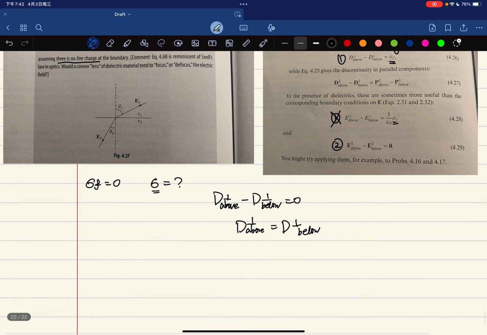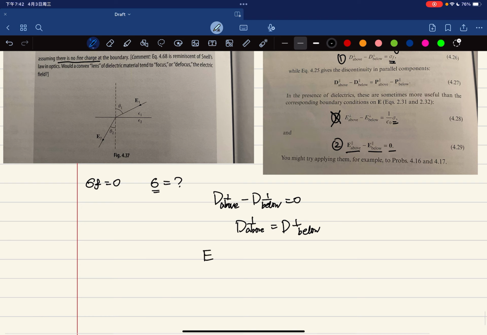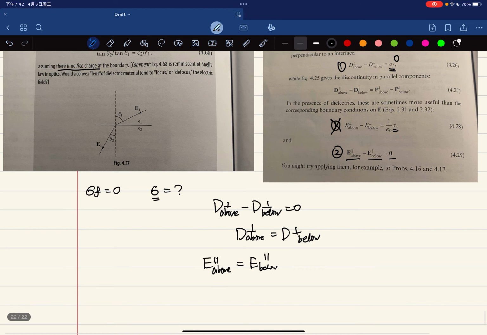And also, what do we know? We know that the parallel electric field is equal. So this part is the parallel part, and they are equal. And this is the perpendicular part, and they're not equal. Let me label them. This is E1 perpendicular, E1 parallel, E2 perpendicular, E2 parallel.